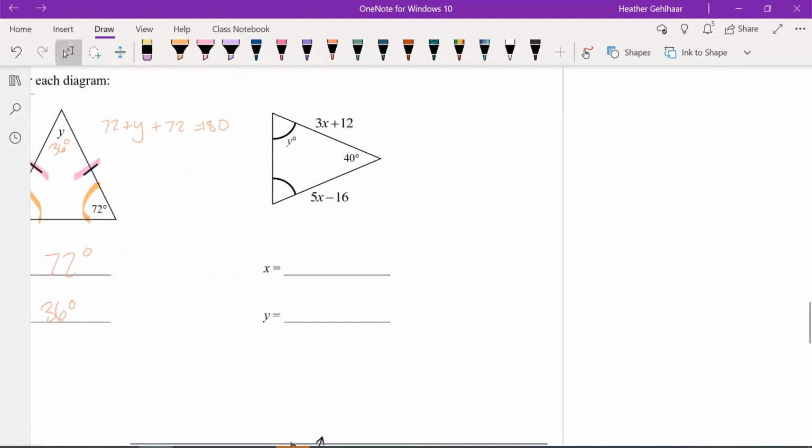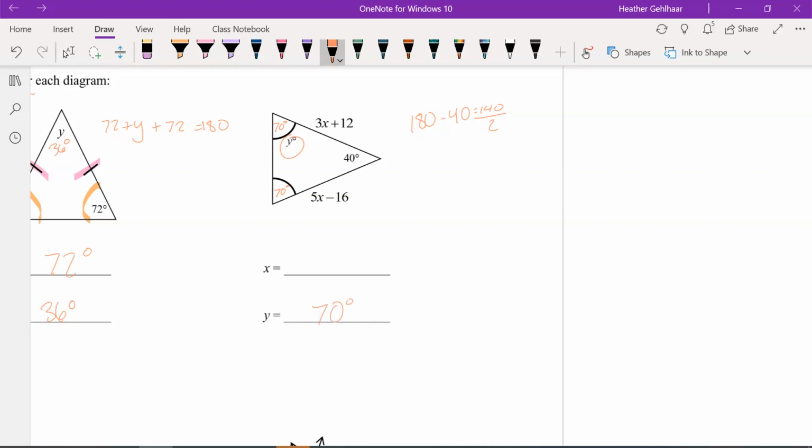Alrighty. The next one here, those bottom angles are congruent. Awesome. So if those are congruent, we can do 180 minus 40, right? And then divide it by 2. Because if we do this, we'll get 140, and then we divide that by 2. We'll get both of what those angles are. So this angle is 70 degrees, and this one is 70 degrees as well. So y is 70 degrees.